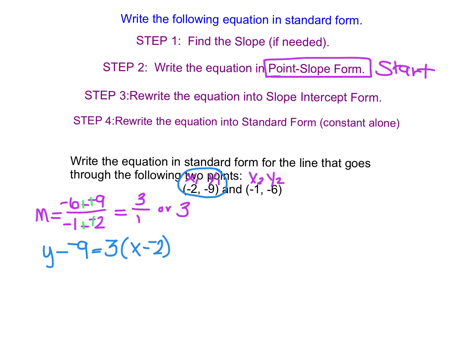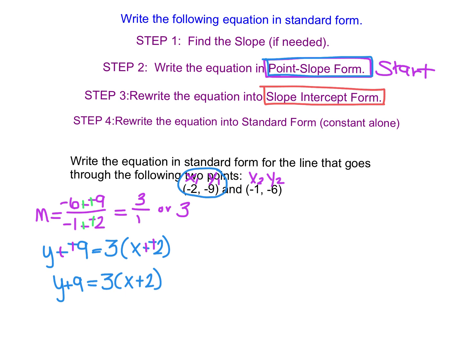Here I'm going to utilize keep, change, change, keep, change, change. So my point-slope form is y plus 9 is equal to 3 times x plus 2, in parentheses. So here I have my point-slope form. Then what I'm going to do from here is rewrite that equation into slope-intercept form.